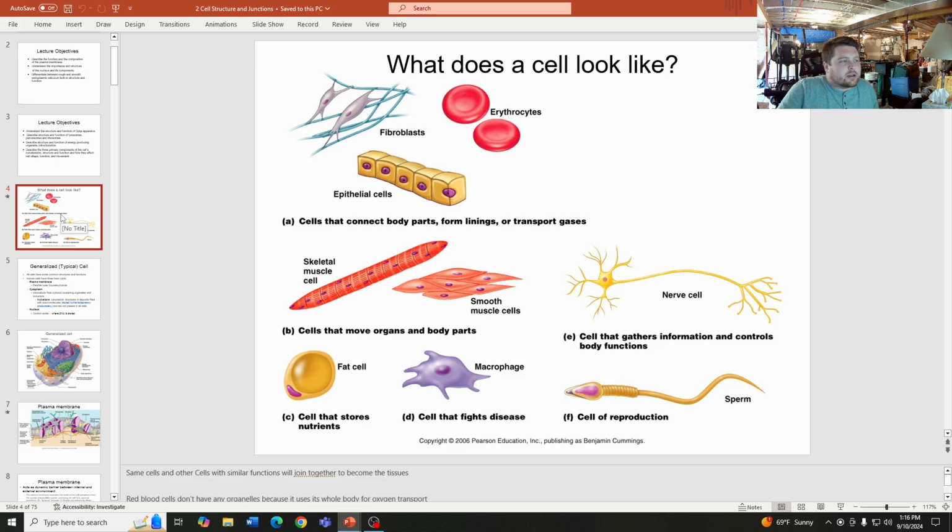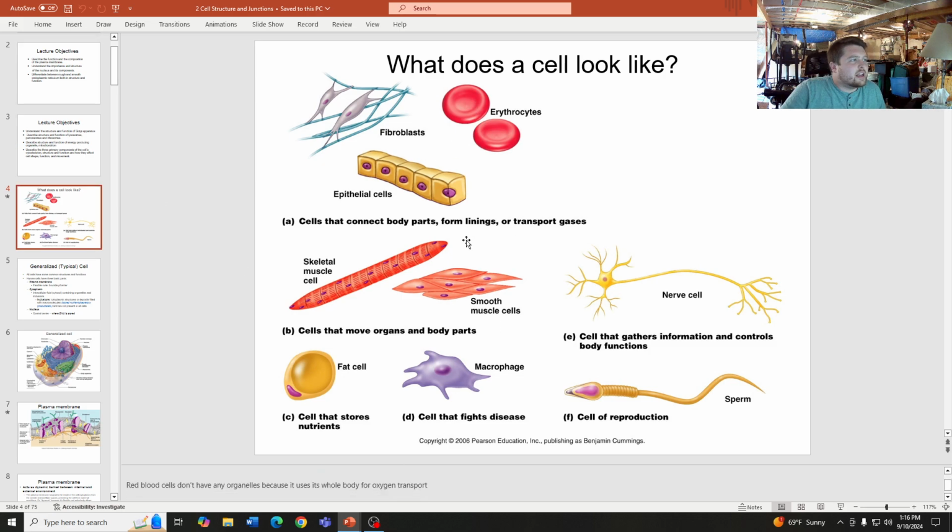The typical cell contains some very specific things. Then we also have what are called specialized cells. If we look at other cells, like erythrocytes, for example, this is one that usually pops up on test questions. Erythrocytes, red blood cells, are a little bit different because they don't have any of the organelles. So that's a fun fact. People like to throw that in there.